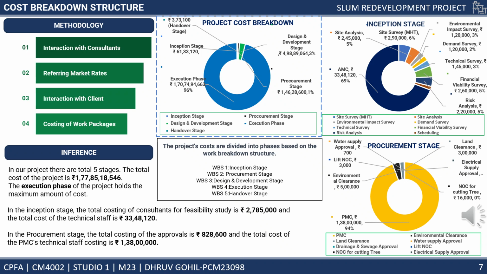The total procurement stage cost for the slum redevelopment is about rupees 1 CR 46 lakh 28,600, which is approximately 0.82% of the total estimated cost of the project. In the next slide, we are going to show the design development stage, execution stage, and closeout breakdown structure.